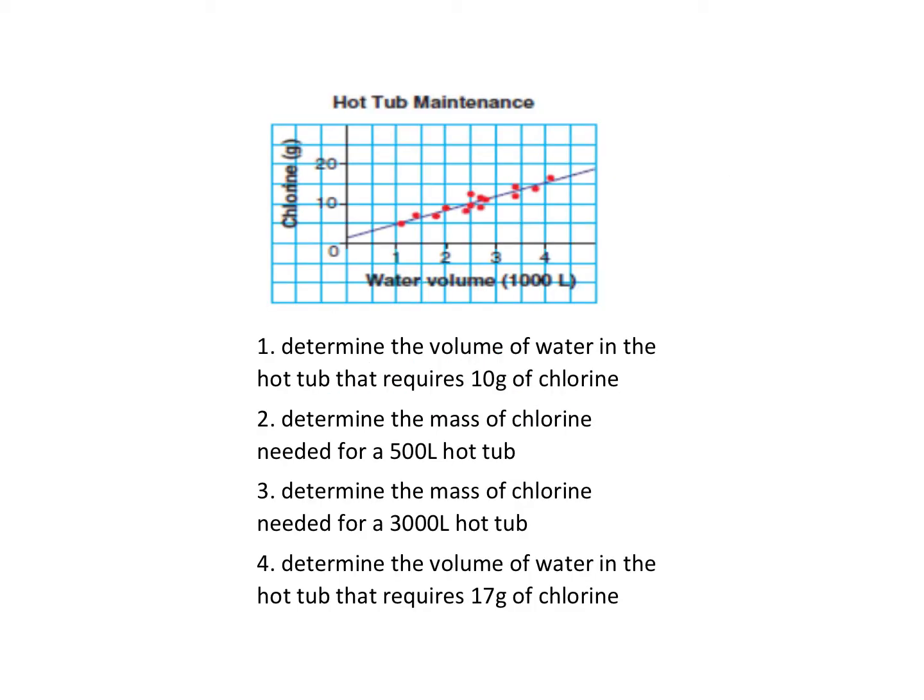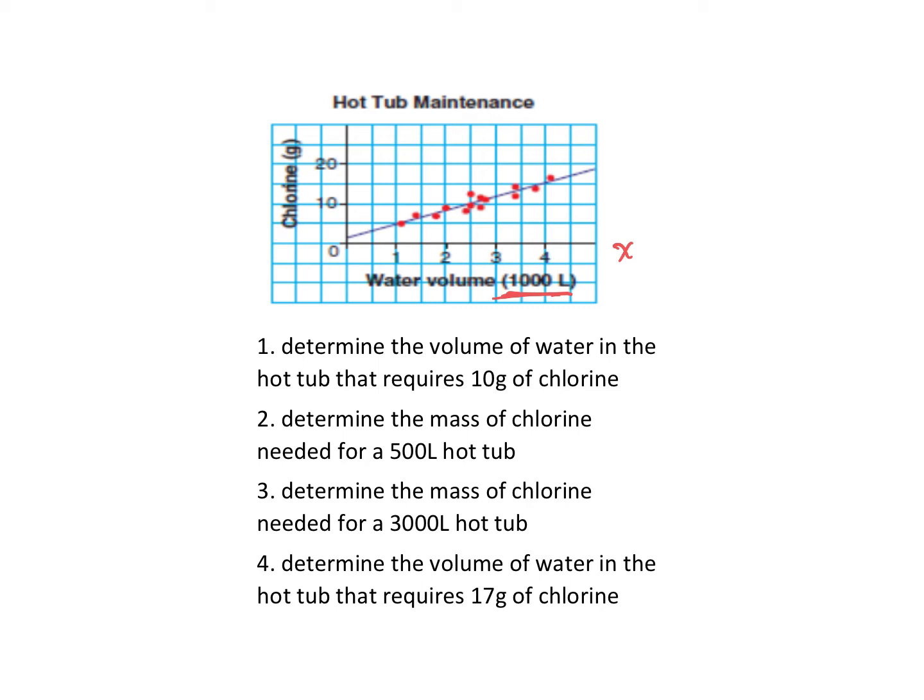So here we have a hot tub, and when they want to do maintenance on the hot tub, they have to add chlorine. And so the x-axis is measuring the volume of the hot tub. That is my independent variable. You can see that because they're really big numbers, they just put 1, 2, 3, 4, but then in brackets they've put thousands of liters. So that means 1 is 1,000 liters, 2 is 2,000 liters, and so on.